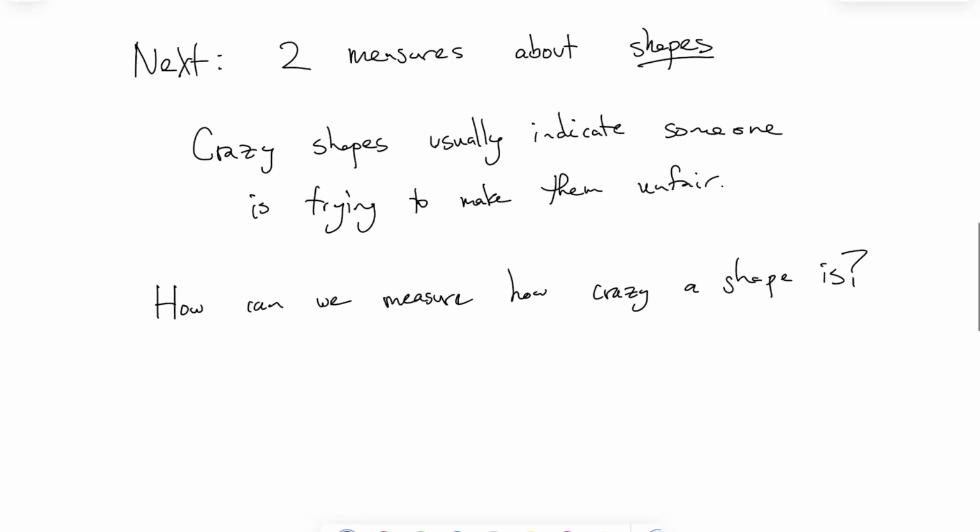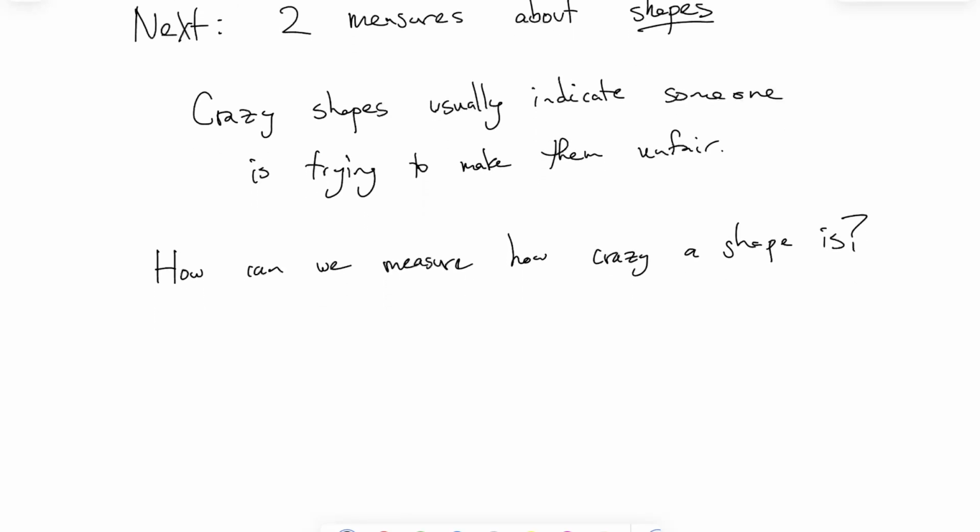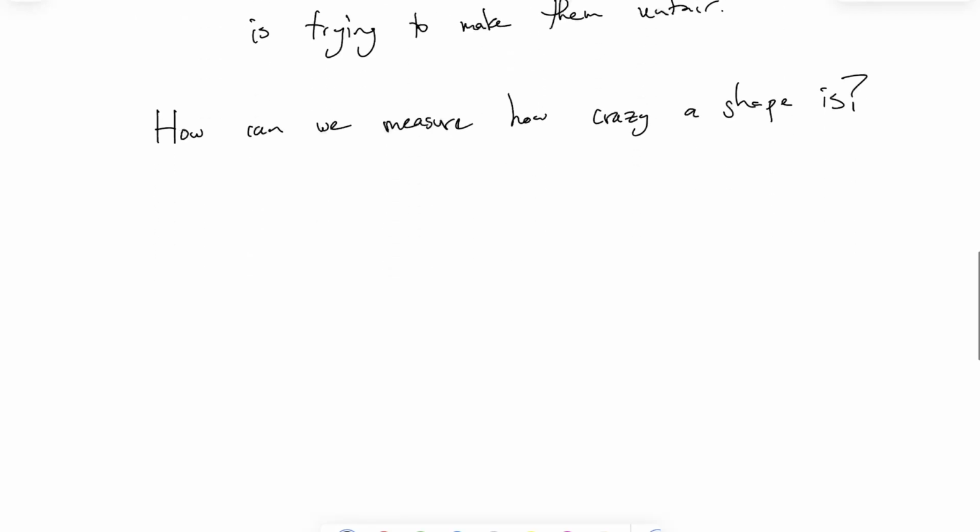Actually, there have been several different specific geometric mathematical measurements of how weird a shape is, and we're going to talk about two of them. We'll talk about the first one today. Let me just explain perhaps what I mean. Say that shape from the point of view of this gerrymandering business.